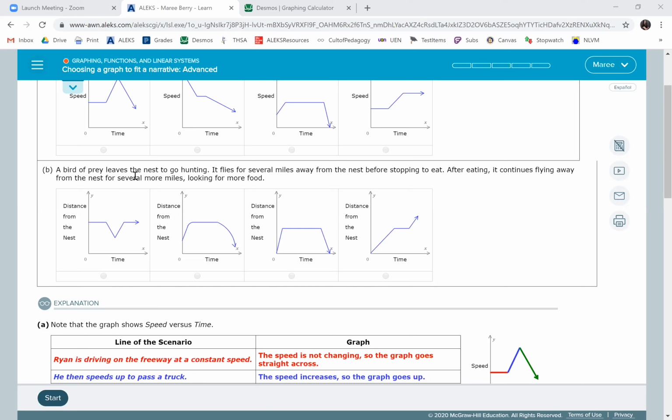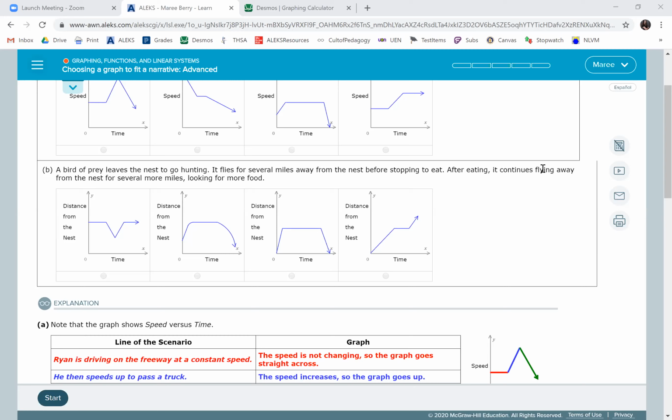A bird of prey leaves the nest to go hunting. So how far away is he from the nest? He's going to get farther away from the nest in the beginning. So the last three are increasing his distance from the nest. The first one maintains the same distance, which, if he's leaving the nest, he's getting further away from. So we can't use the first one. It flies for several miles away from the nest before stopping to eat. So he's going to get further away. He's going to stop, so it's going to lay flat.